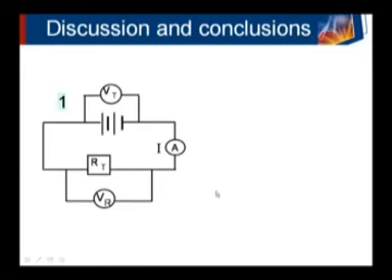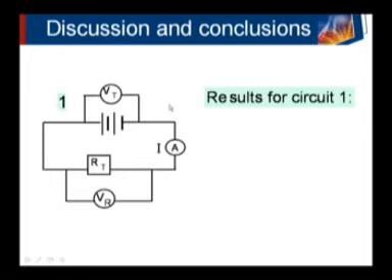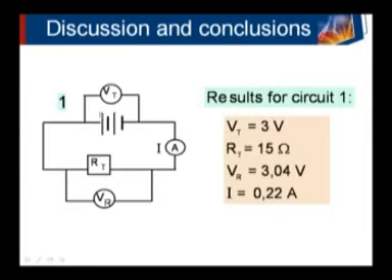In the first circuit, we connected a resistor of 15 ohms in series to a battery or a voltage source. The total voltage, or the voltage measured over the battery, was 3 volts. The resistance was 15 ohms. The voltage over the resistor was 3.04 volts, which is very similar to the total volts, and the total current was 0.22 amperes.